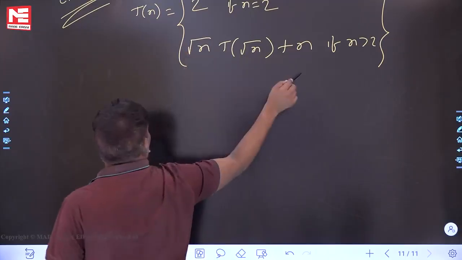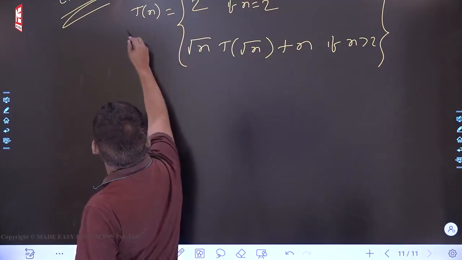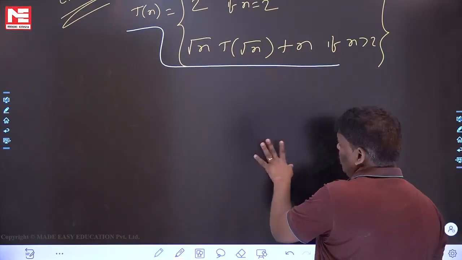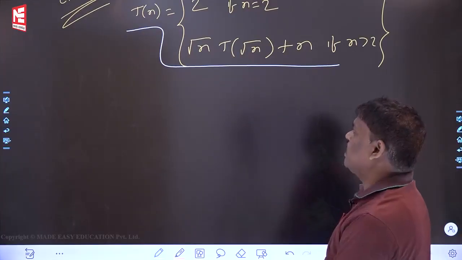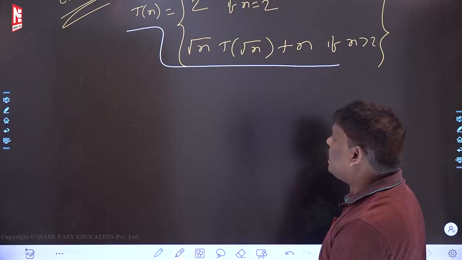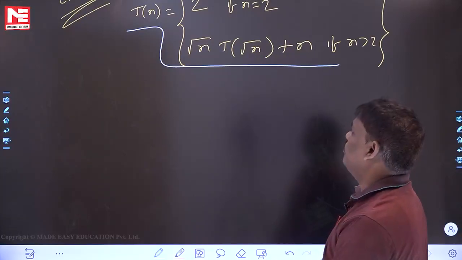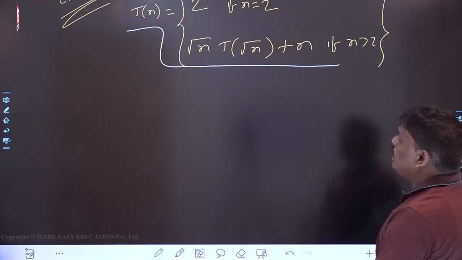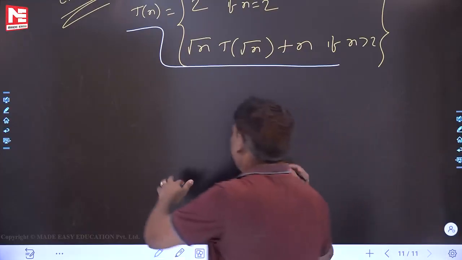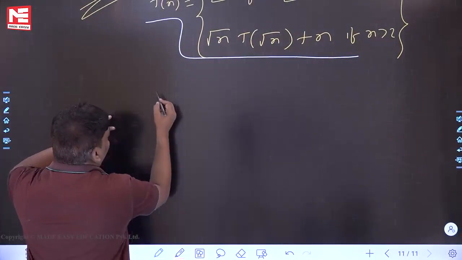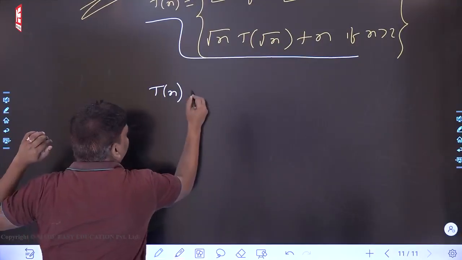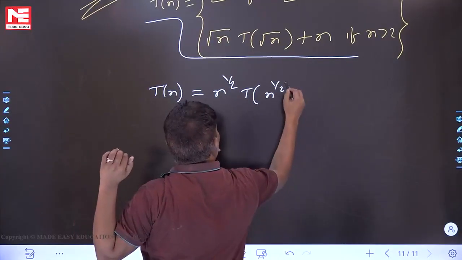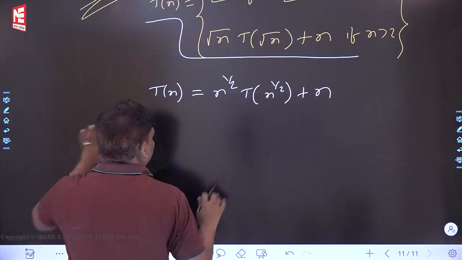First of all, be comfortable with this problem. Let me check. T(n) is equal to root n times T(root n) plus n. Those people who have a little doubt, let's substitute numerical values. T(100) is equal to root 100 times T(root 100) plus 100. In the same way, T(25) is equal to root 25 times T(root 25) plus 25. Like that we have to do. Calculations only will trouble you, nothing else. See this one: T(n) is equal to n power 1 by 2 times T(n power 1 by 2) plus n. This is the T(n) given.